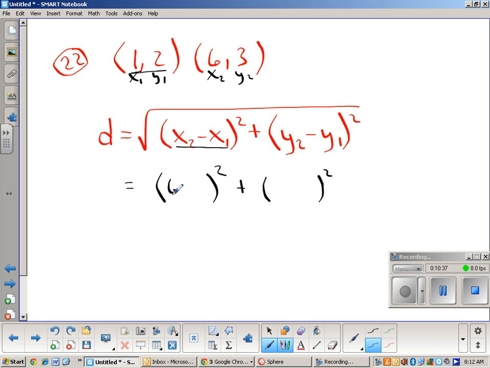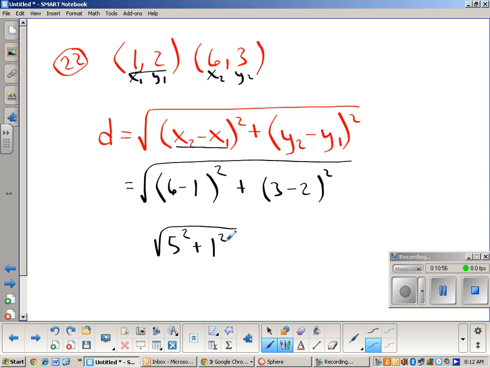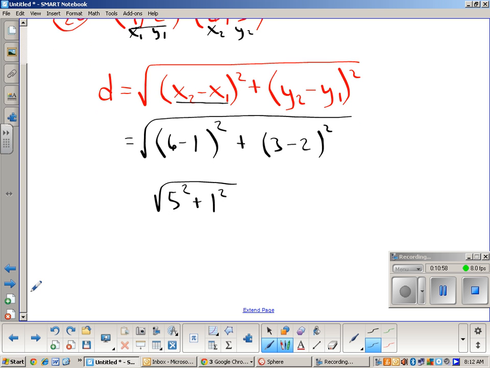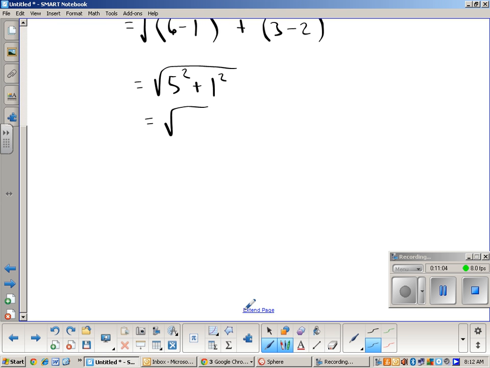x2 is 6 minus x1 is 1. y2 is 3 minus y1, which is 2. 6 minus 1 is 5. It's a positive number, so if you don't want to write the parentheses, don't. And 3 minus 2 is 1. Again, a positive number, so you don't have to write the parentheses. 5 squared is 25, and 1 squared is 1.